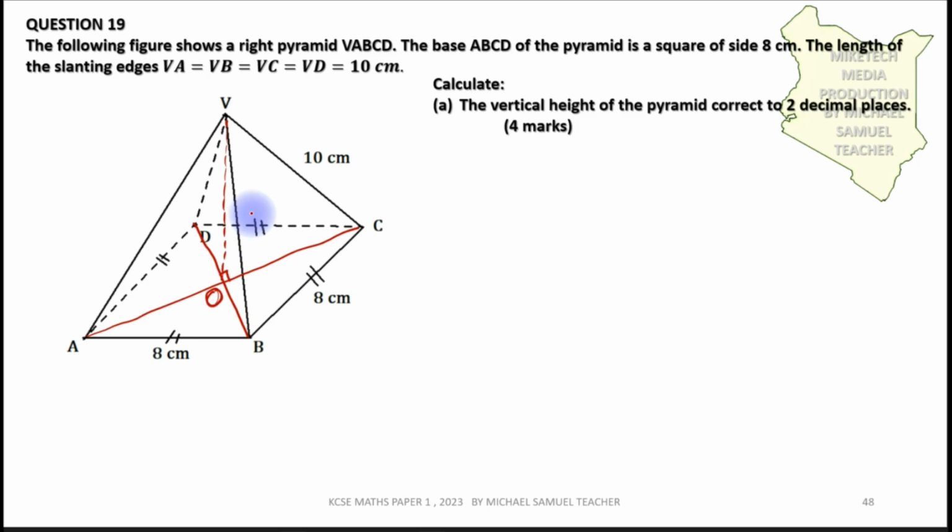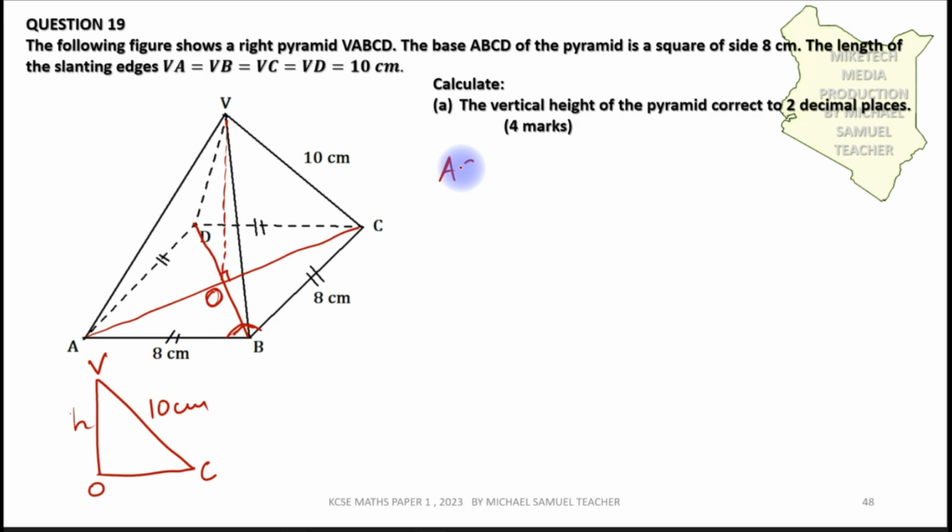Now, let me just extract from this. I have point O, then I have C, and then V. So VC is 10 cm. Then we need to find the vertical height, and OC will be half of AC. To get AC, at B it is 90 degrees, so we can use Pythagoras theorem to get AC, then we get OC.